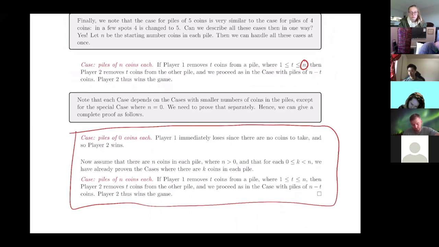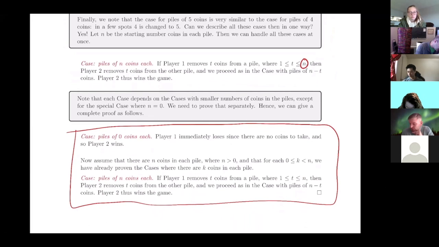So here's one way that we can prove this a little more formally. We can say, okay, the case where we have 0 coins in each pile, that's a special case because nobody can remove anything. So if there aren't any coins, player 2 wins. Let's get that cleared up. Okay, now let's think about what happens if we start to add some coins to each pile. And what we have said is that, no matter what player 1 does, player 2 can do the same thing. And it becomes an earlier case that we assume that player 2 can win.